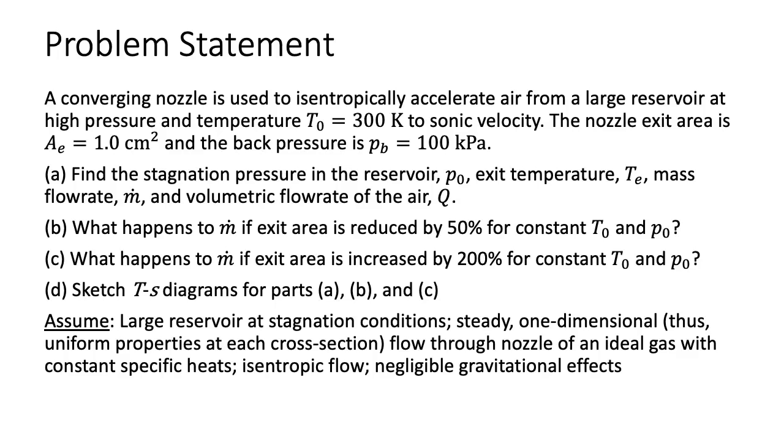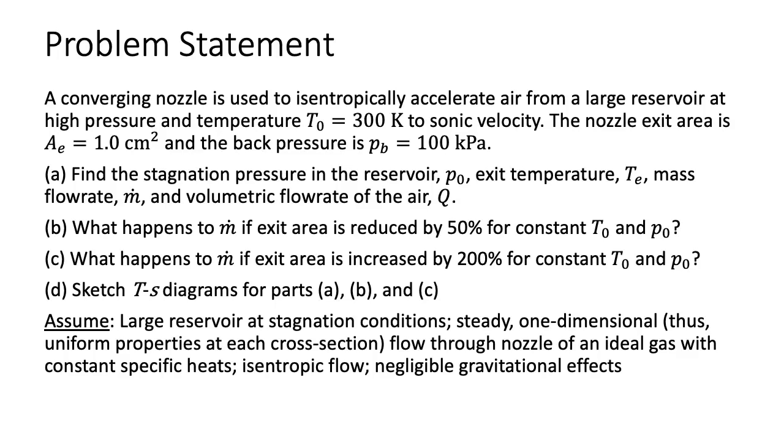B. What happens to mass flow rate if the exit area is reduced by 50% for constant stagnation conditions? C. What happens to the mass flow rate if the exit area is increased by 200%, again for constant stagnation conditions? D. Sketch the TS diagrams for parts A, B, and C.